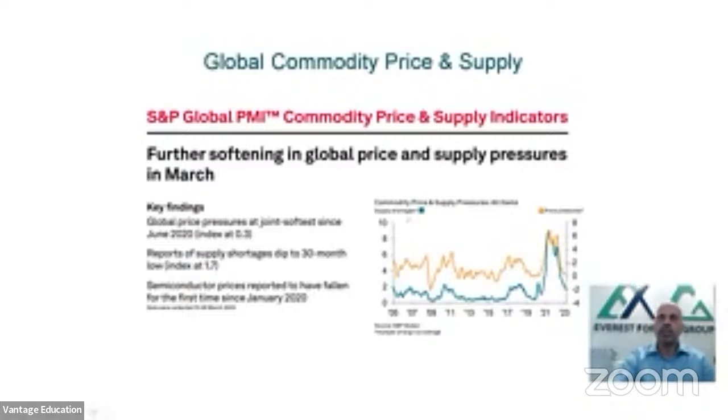From a logistics point of view, shipping rates and freight rates have all peaked and have continued to fall pretty significantly. So this means, at least at a global level, price pressures should continue to trend lower.